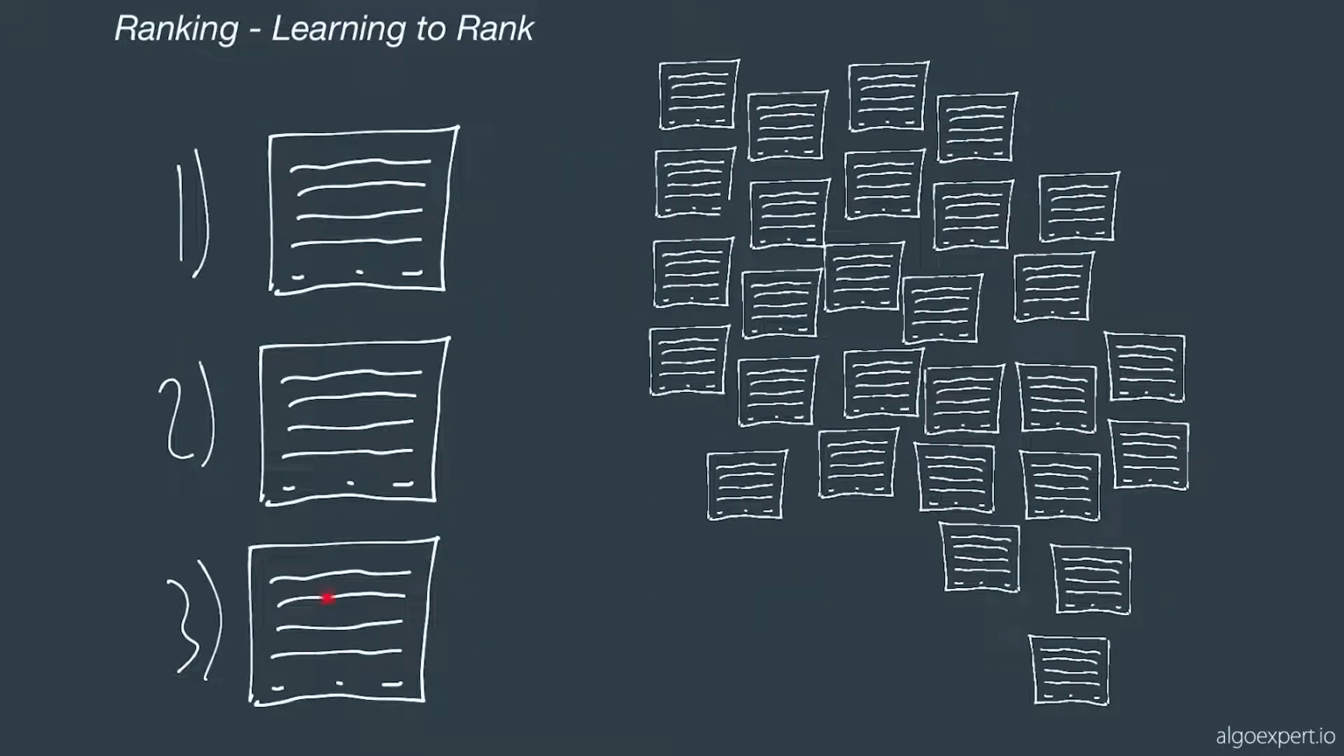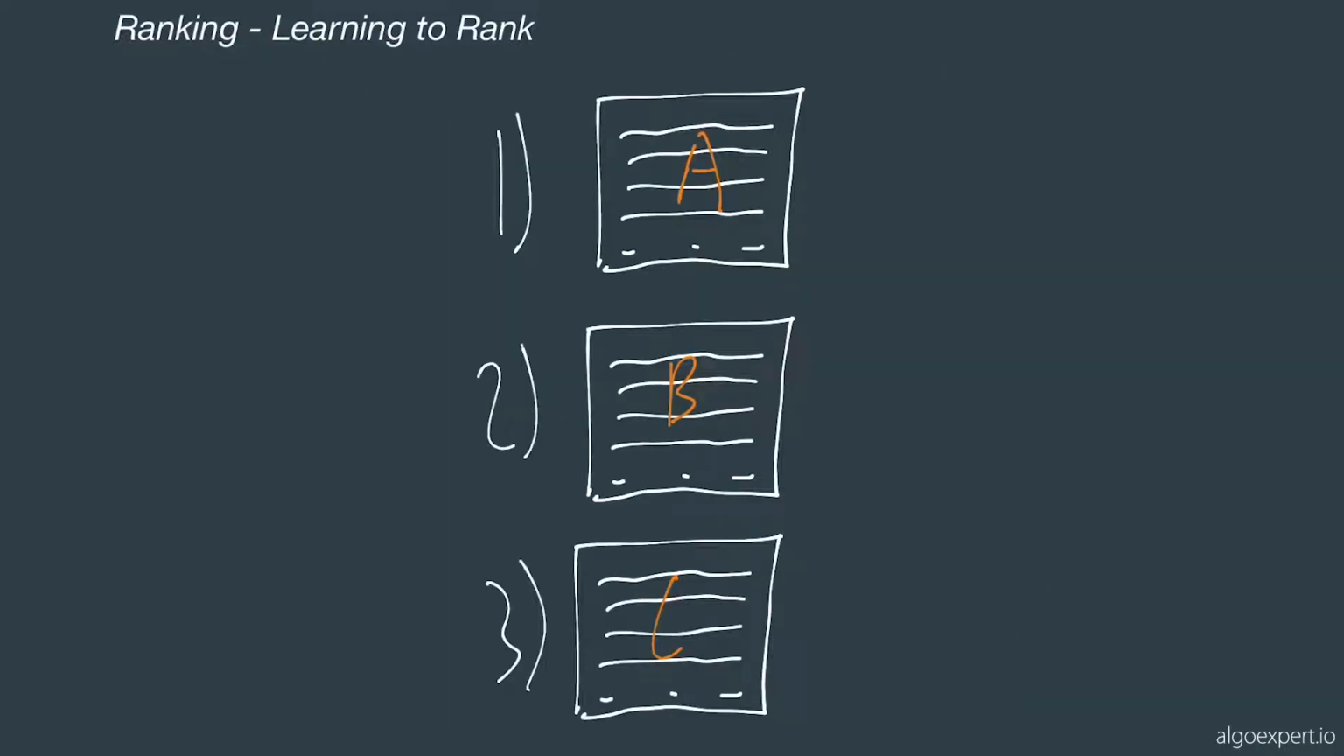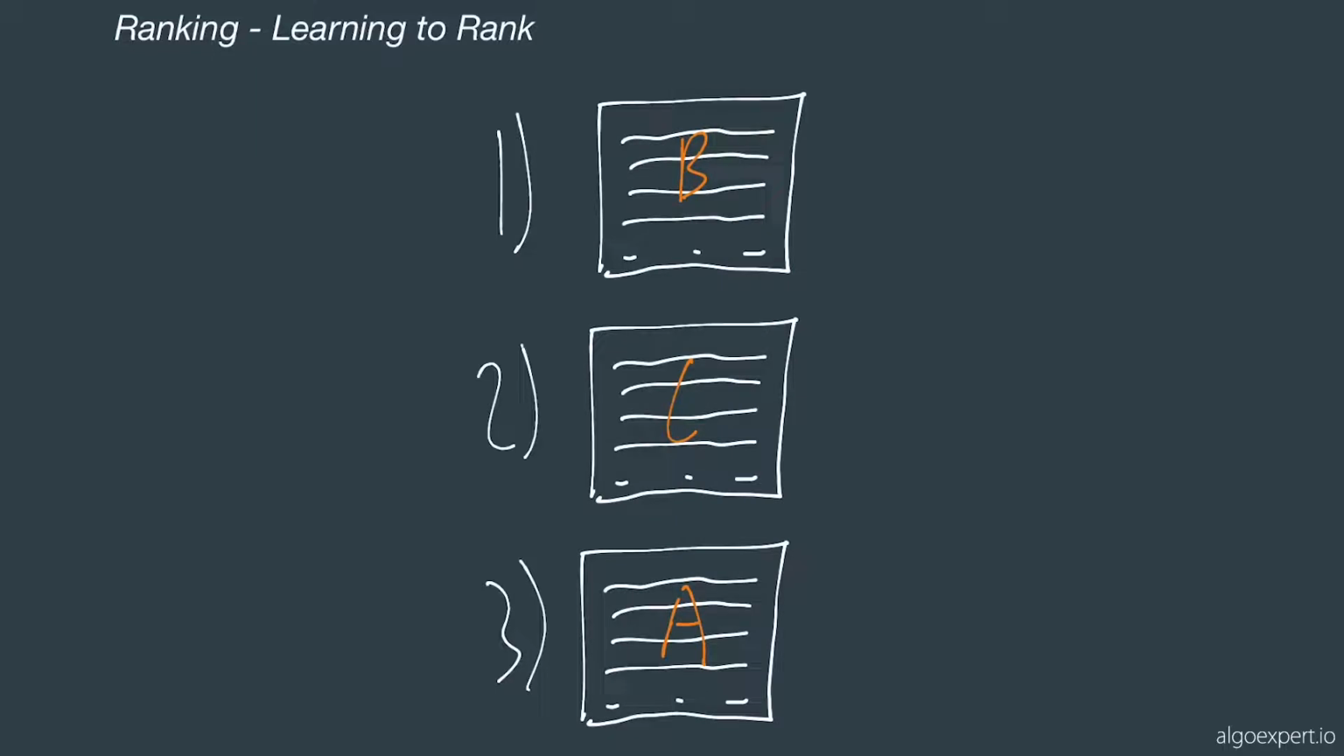So let's just label these documents, and our goal is to figure out why this particular ranking is better than this ranking. One way we can tell is by clicks. So let's say the user clicked on this post, they passed this post in their feed, and they clicked on this one.